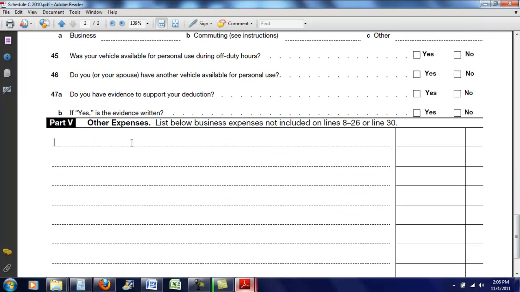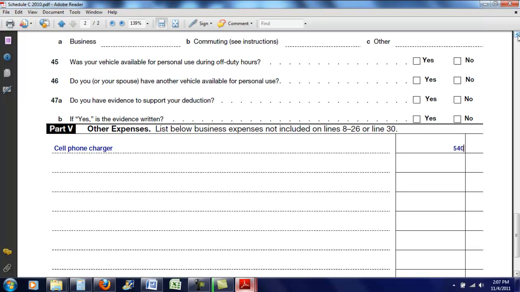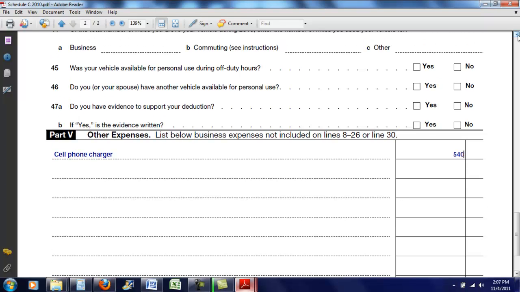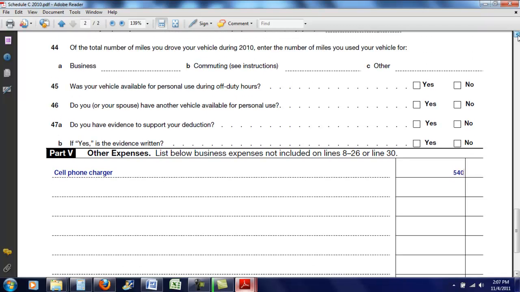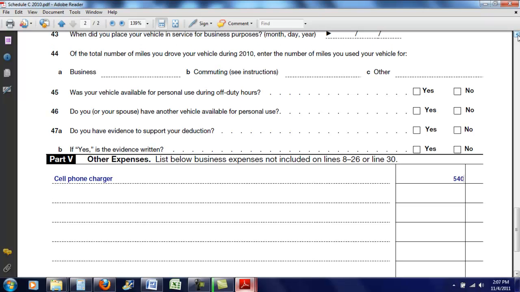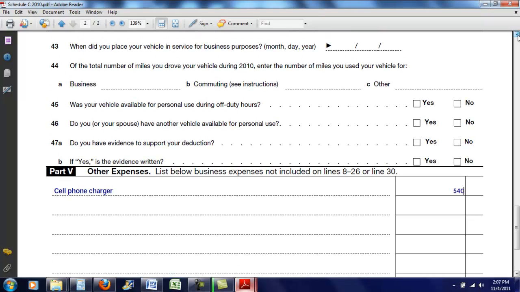I don't know why she bought such an expensive cell phone charger for work. Maybe she's using it to do work. It also said that she had traveled business miles. So we are going to fill out part 4.